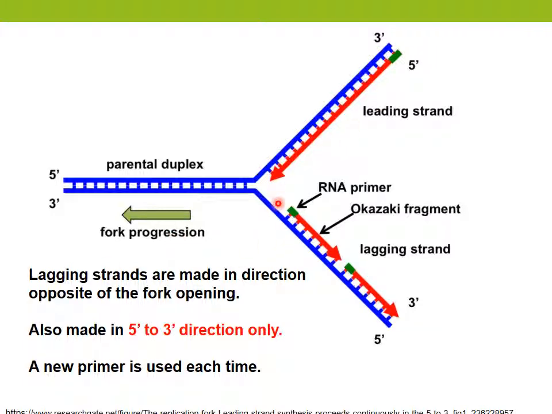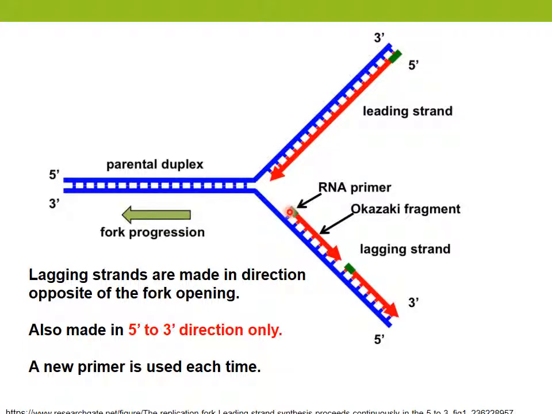Here you can see it in, hopefully, a clear way. In this case, the blue is the parental strand, and the red is the new strand. What we saw before was the leading strand. We have our primer, and we're opening the fork in this direction, and so the leading strand was made continuously in one piece in the direction of the fork opening. The lagging strand, on the other hand, is made in the direction opposite the fork opening. So the fork's opening here, and this is still made 5' to 3'.